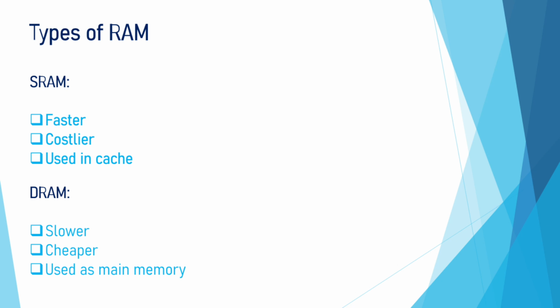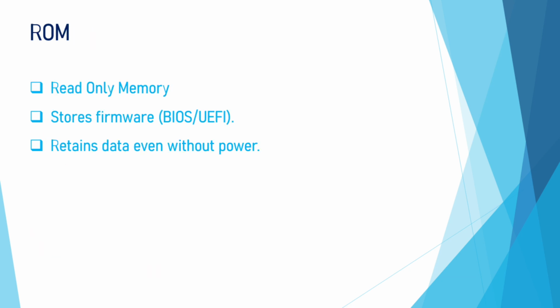Now let's go to ROM. ROM stands for read-only memory. Unlike RAM, ROM stores permanent instructions. This is the second type of primary memory categorization, which is ROM. These instructions help the computer start when we press the power button. These instructions are permanent. ROM contains firmware such as BIOS or UEFI.